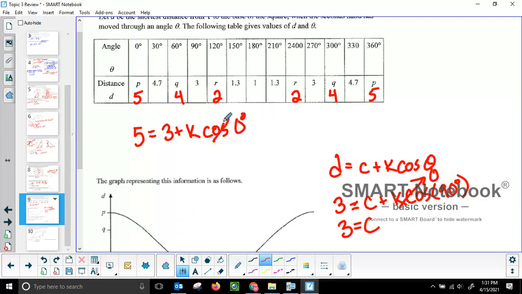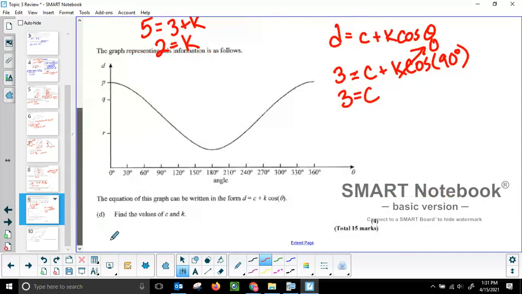Well, a cosine of 0 is just 1. So this is 5 is equal to 3 plus k. So subtract 3 from both sides. K is equal to 2. Done.